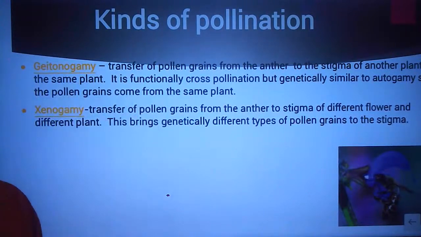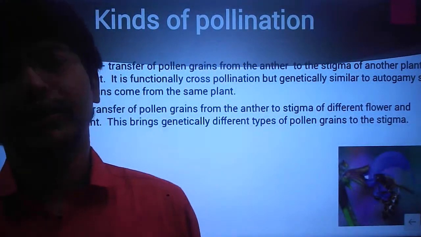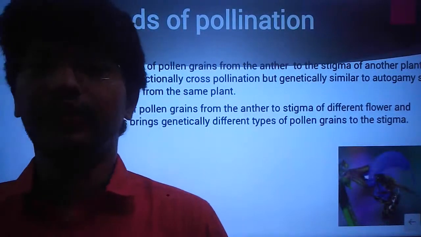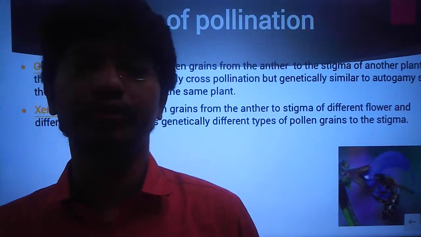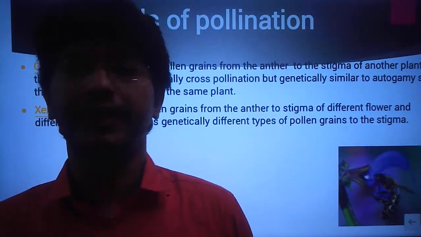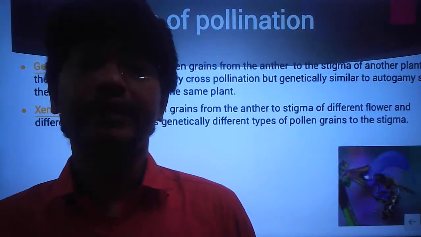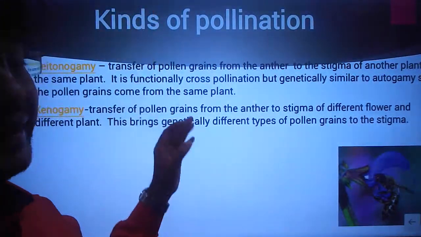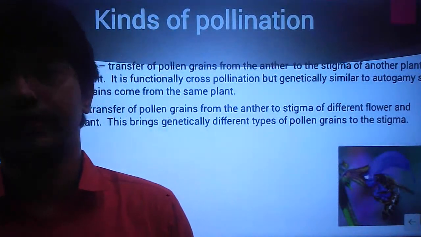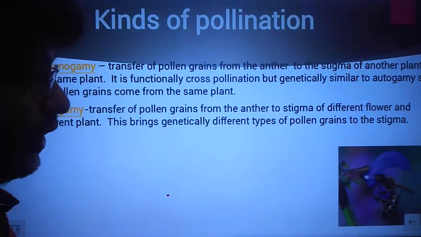In normal cases, pomegranate you can also take as an example of geitonogamy. Can you give some examples for geitonogamy? You can give more examples for xenogamy. One among the examples is pomegranate, any other examples? For autogamy I gave oxalis, viola, Comelina. Can you give a few examples for geitonogamy? Okay, so these are the three kinds of pollination: autogamy, geitonogamy, and xenogamy. All right, so for geitonogamy, pomegranate you can take.